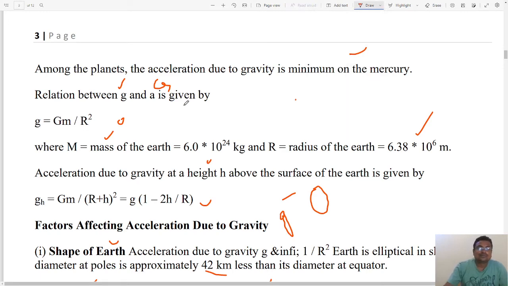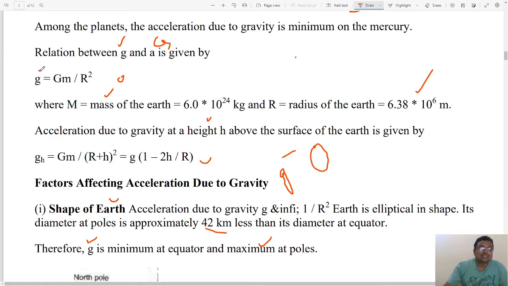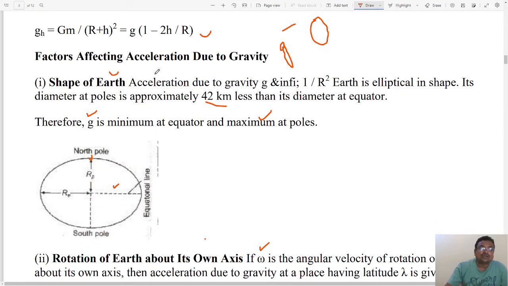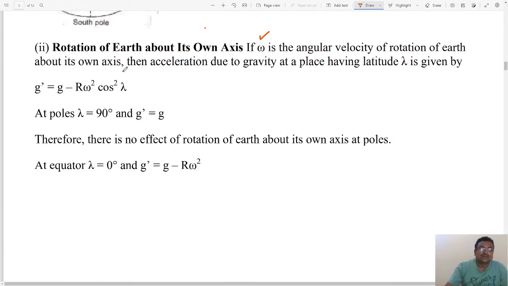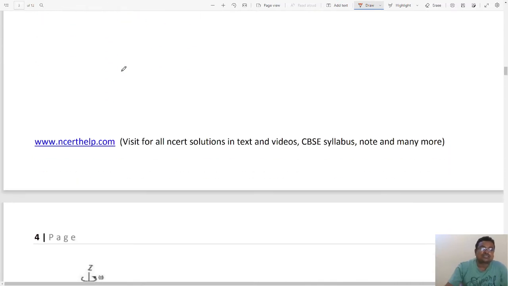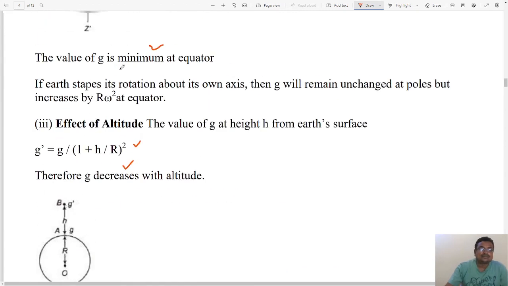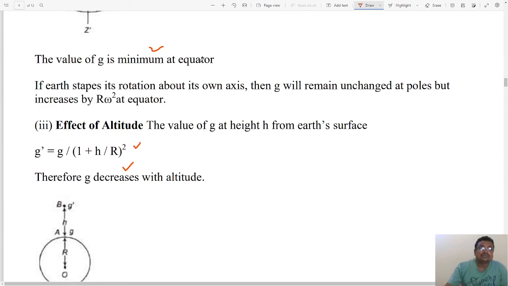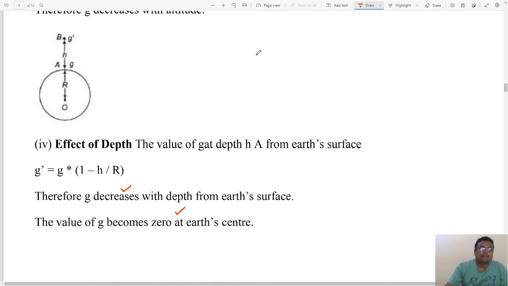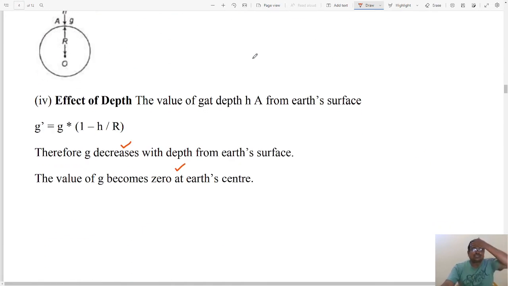Now, the relation between small g and capital G: it is not independent of the mass of an object. Factors affecting the acceleration due to gravity: shape of the earth, rotation of the earth about its own axis, effect of height. The value of g is minimum at the equator and maximum at the pole. So g decreases with depth, and g decreases with height.